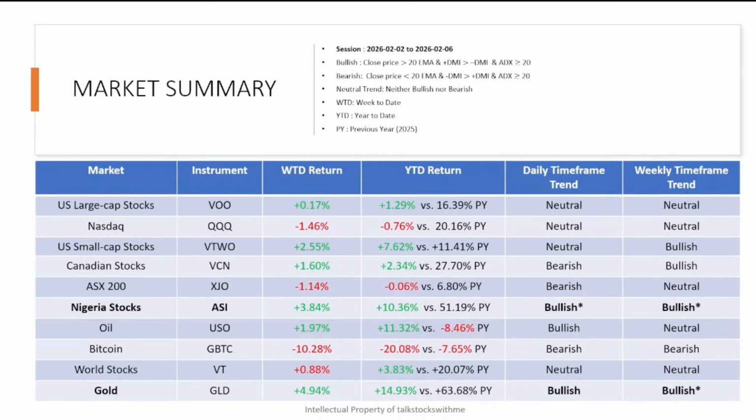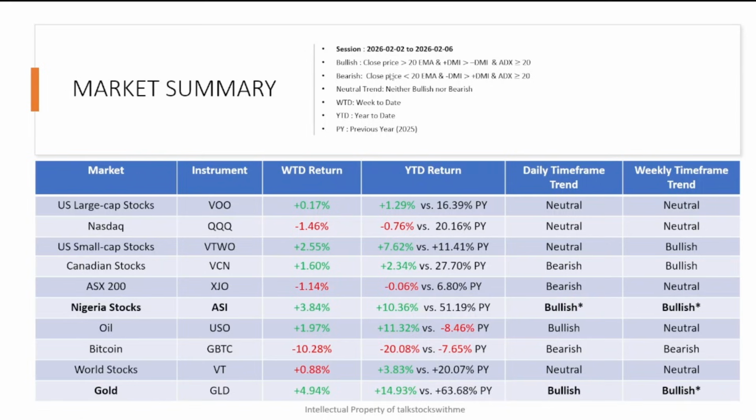Let's get started. Before we begin with a recap of the past week's market performance, let's remind ourselves about the goal or purpose of this slide. Here are the key technical markers that are used to identify a bullish trend or a bearish trend. We want to identify a bullish trend when the close price is greater than the 20 exponential moving average and the plus DMI is greater than the minus DMI and the ADX is at least 20 and above.